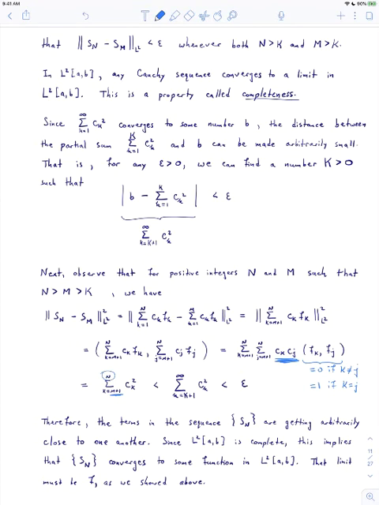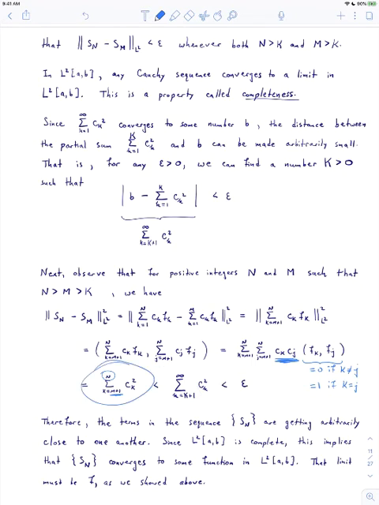So this is less than the sum of the ck squareds going from k plus 1 to infinity. We assumed that there was some capital K, the number, so that this tail was less than epsilon. Now all of this is relying on the fact that these ck squareds are positive.